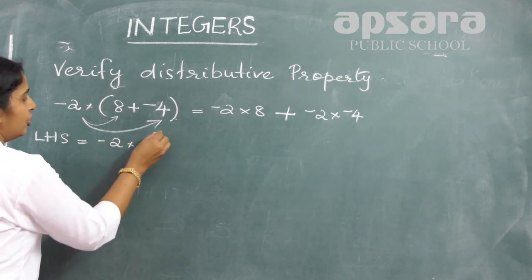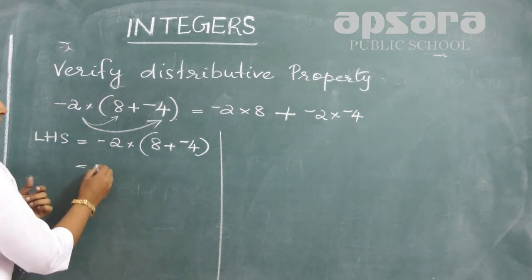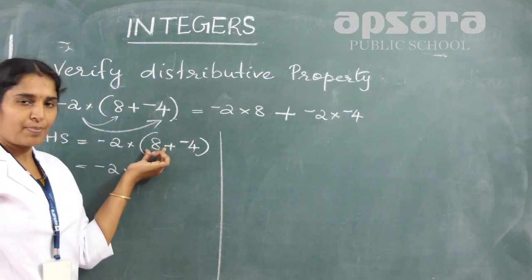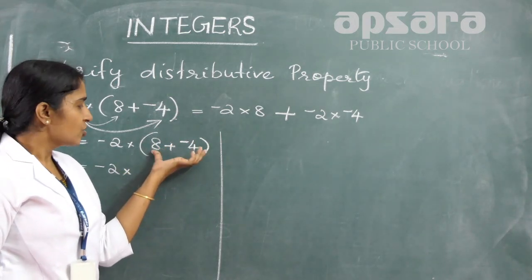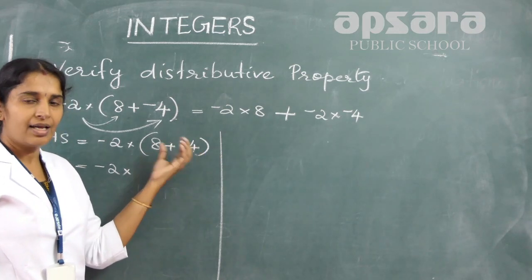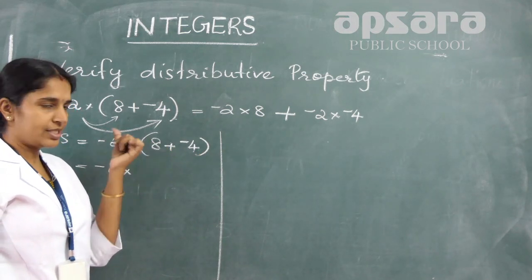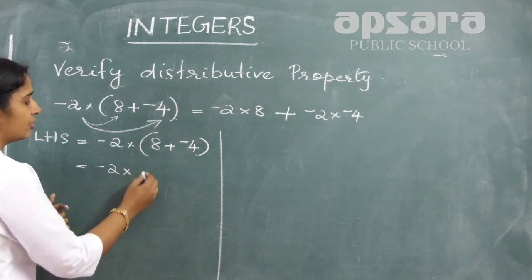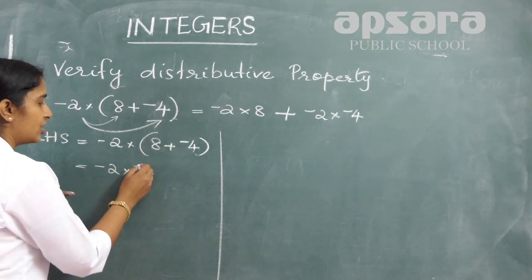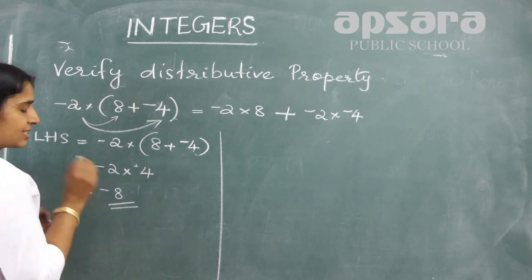Minus 2 into 8 plus minus 4 is equal to minus 2 into, what is 8 plus minus 4? Here 8 is a positive integer, minus 4 is a negative integer. So what should be done in order to simplify this? Just subtract without considering their sign. Subtract and put the sign of the biggest. Here which is the biggest number? 8 is the biggest, right? What is the sign of that? Positive. Okay. So subtract. 8 minus 4 is 4. And the sign of the biggest number is positive. So it is positive 4. Minus 2 into positive 4, which will give the answer as minus 8.